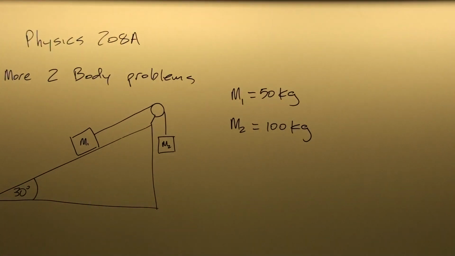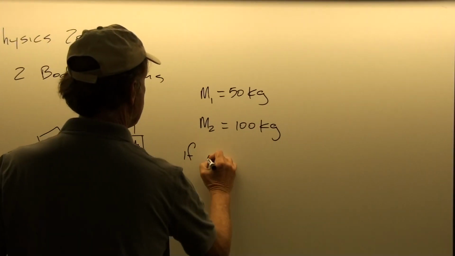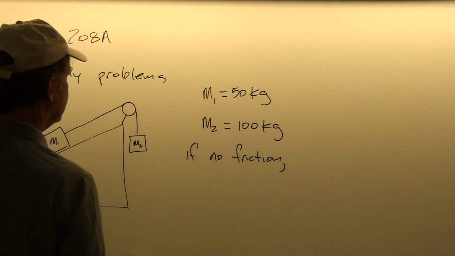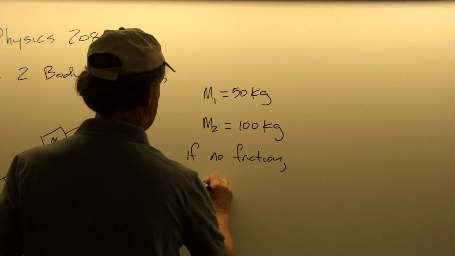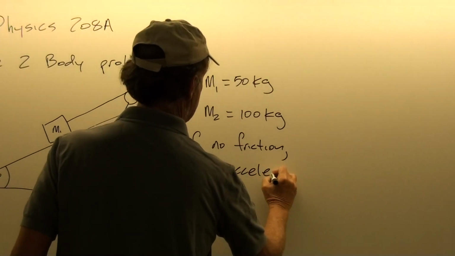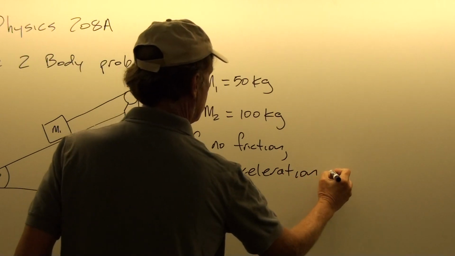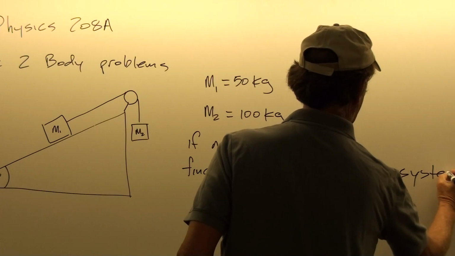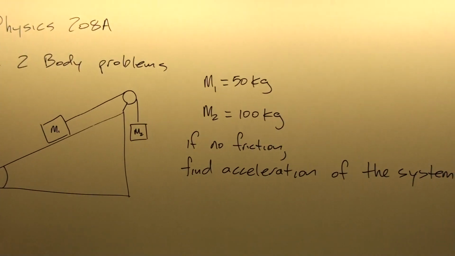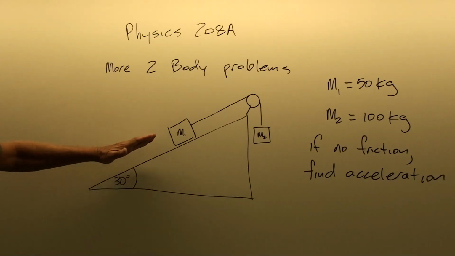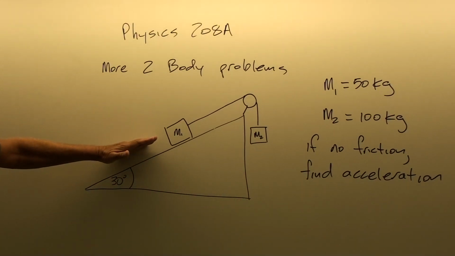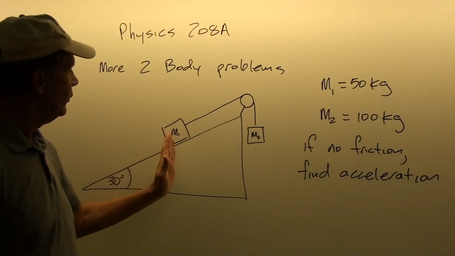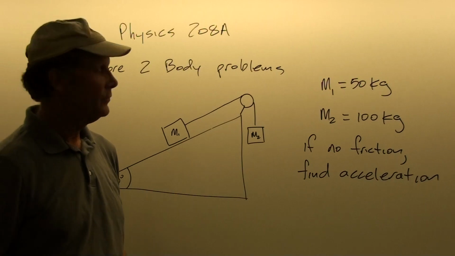And let's ask, if there's no friction, let's find the acceleration of the system. All right, so we already know that the mass is going to have an mg sine theta component of the weight pulling it down the incline.